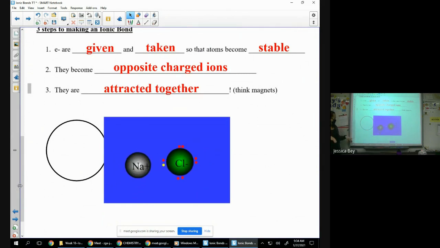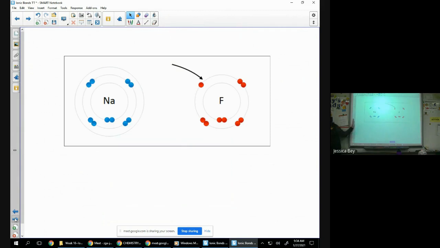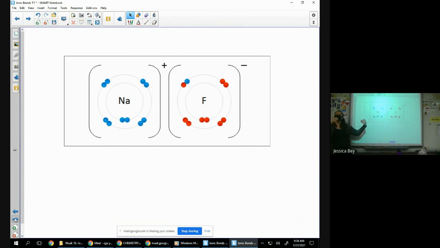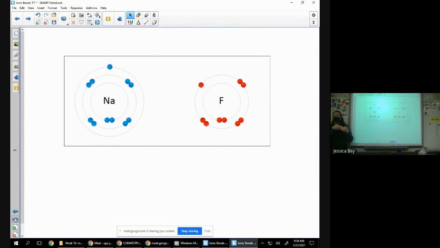Okay. This happens with any metal and non-metal. Sodium can give it to fluorine, and then they'll set up their charges, and they can be attracted together as well. Okay. This is called an ionic bond. Feeling good? Awesome. All right.